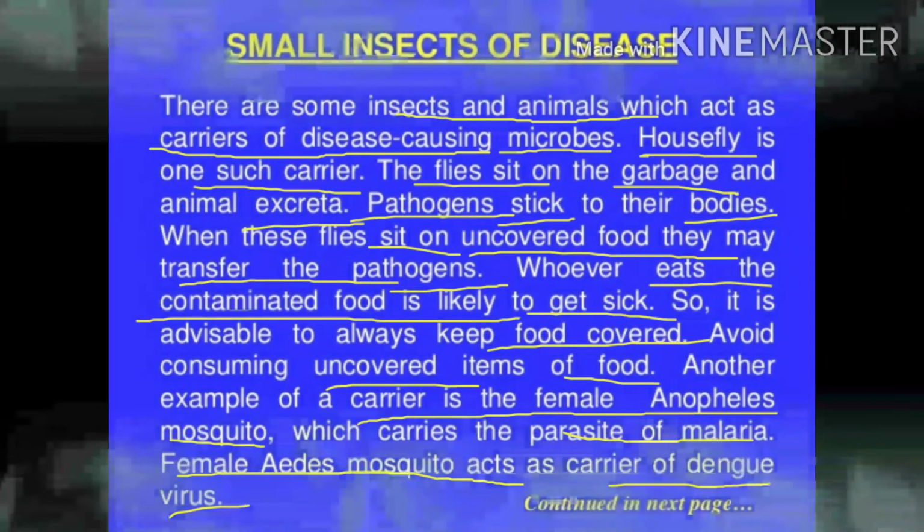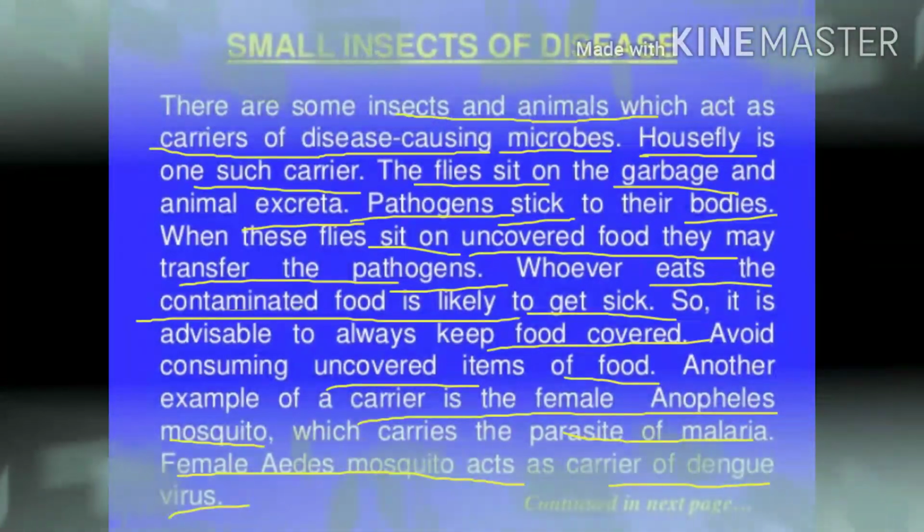If a healthy person breathes that air, those viruses may enter the body of the healthy person. Next, small insects, or the disease carriers. There are some insects and animals which act as carriers of disease-causing microbes. Housefly is one such carrier. The flies sit on the garbage and animal excreta. Animal excreta is the animal dung and the garbage is the waste product.